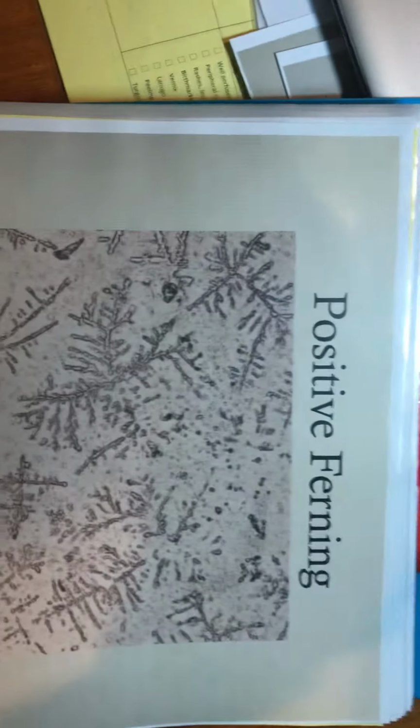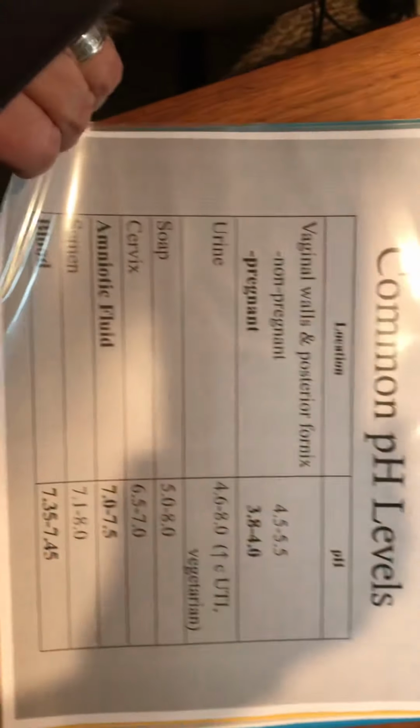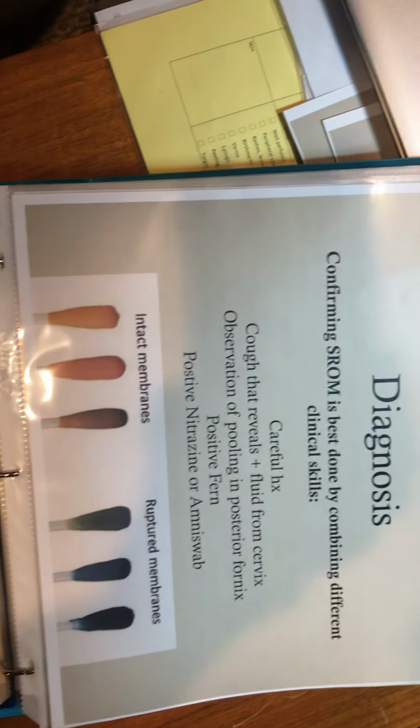Oral glucose tolerance test. I do want to include one more in here about the screening. I don't have that actually printed out. I will do that. Then I have SROM diagnosing, an example of positive ferning, negative ferning, the common pH levels, and then what it looks like, your slide again.